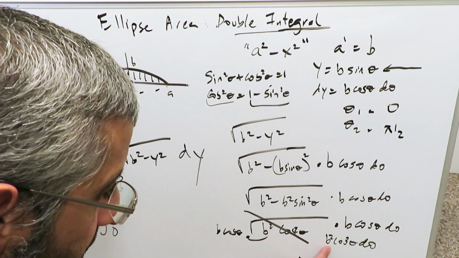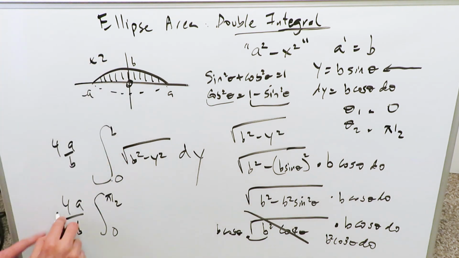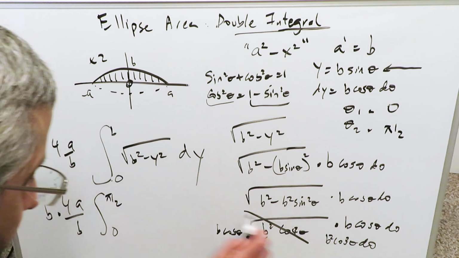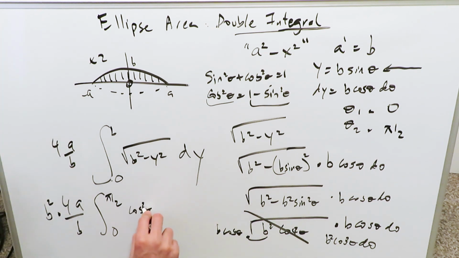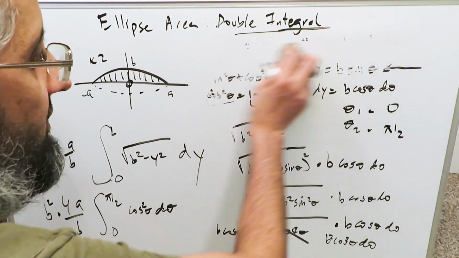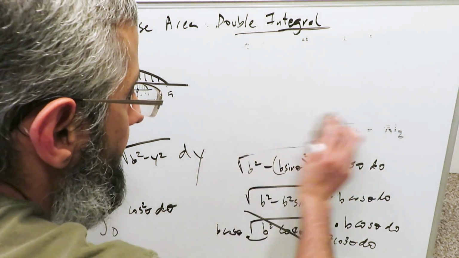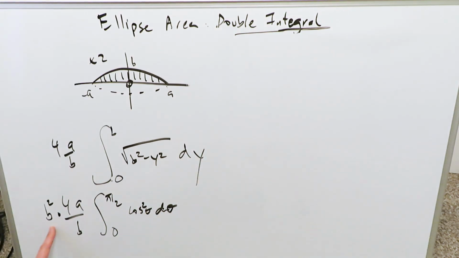You see the b square cosine square theta, the b square can be brought right out here as a constant. It's a constant, b square times 4a over b. I have the variable cosine square theta d theta. This right here is now the good end result of our double integral, which just is easy to approach. It's all now algebra and trigonometry from here. These coefficients can be easily simplified.